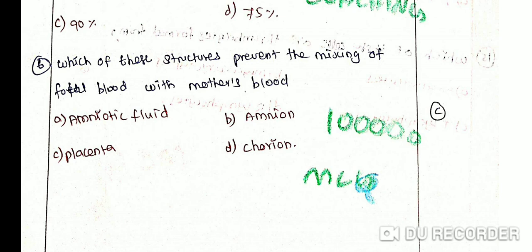Which of these structures prevent the mixing of fetal blood with the mother's blood? Option A, amniotic fluid. Option B, amnion. Option C, placenta. Option D, chorion. The correct answer is option C, placenta. The placenta prevents the mixing of blood of the fetus with the blood of the mother. The placenta provides oxygen and nutrients to the fetus and removes carbon dioxide and waste products.